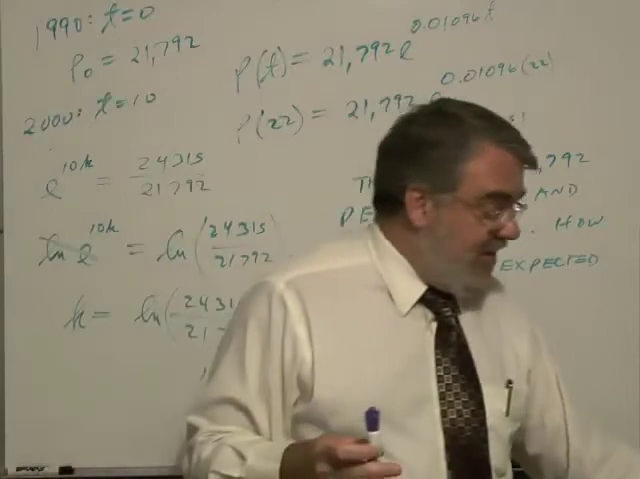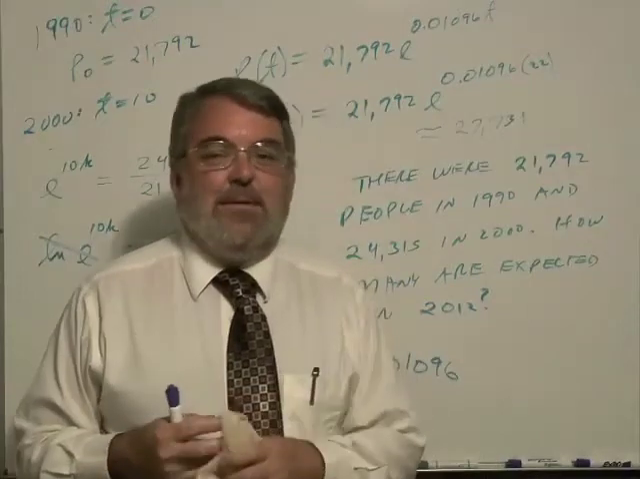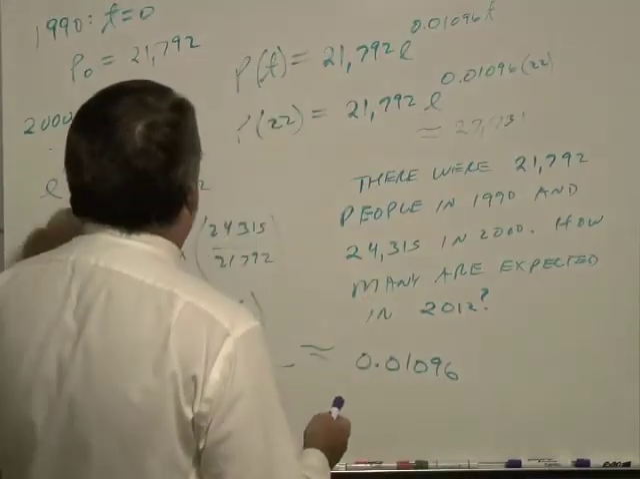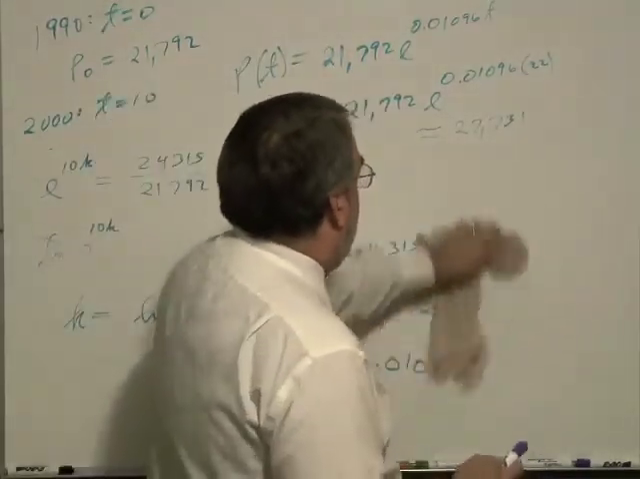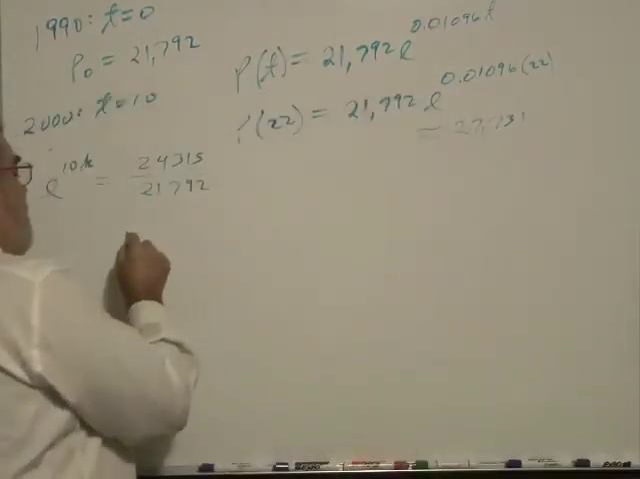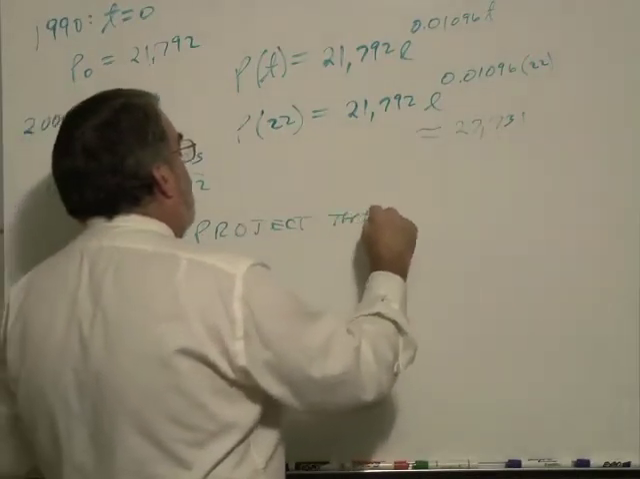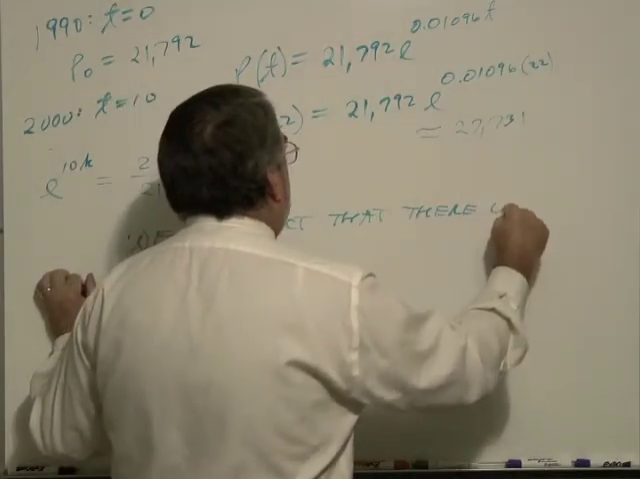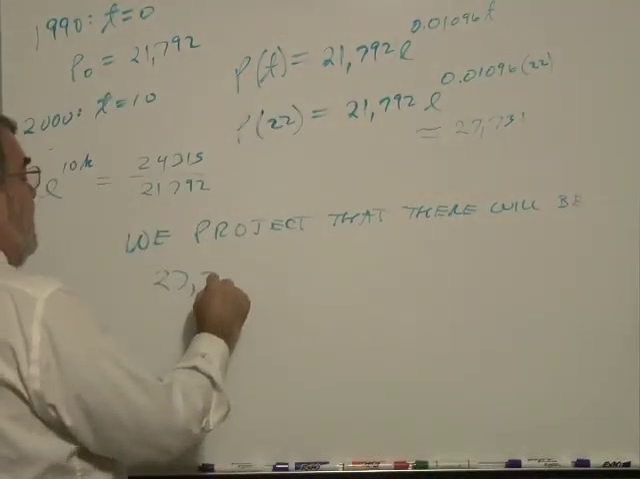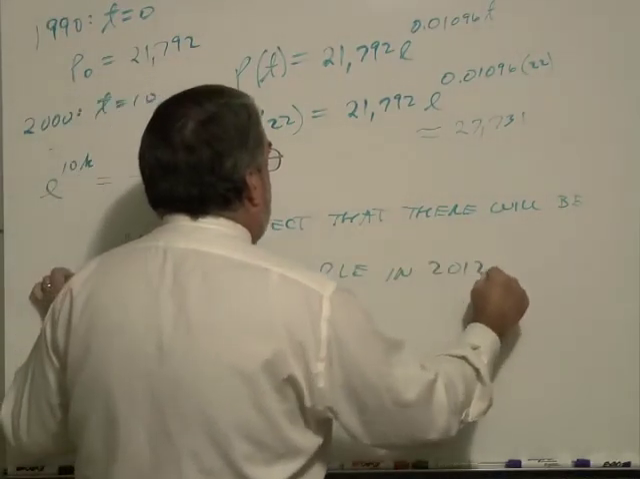Now, one thing that's missing is the answer. If you have me as your professor, then I'm going to expect word problems like this, applications, to have a sentence answer, because I'm big on communication. So let's write it out as a sentence. We project that there will be 27,731 people in 2012. There we go.